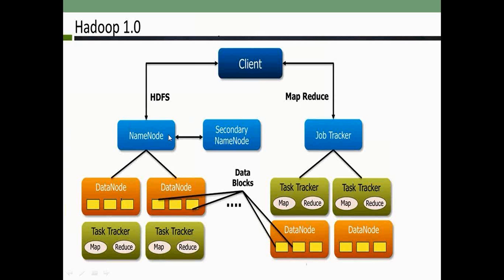The secondary name node will interact with the name node periodically. That configuration we will do. We can configure it to interact with the name node every half an hour, or every 1 hour. That configuration we can specify. Actually, the name node will store the meta information as two kinds of files. One is the FS image, one is the edit logs.